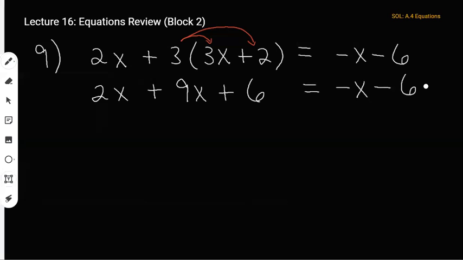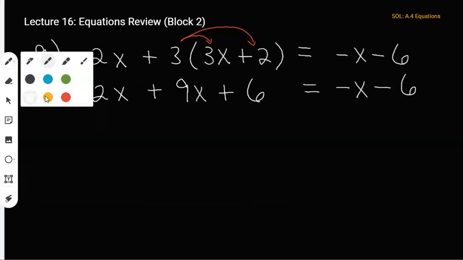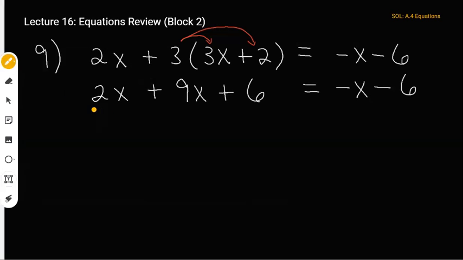Okay, so I noticed that I have like terms on the left side. I'll underline them so you can know what they are. They are the 2x and the 9x. Notice how they both end with an x. That means that they're like terms, and I can add them together. 2x plus 9x is going to give you 11x.